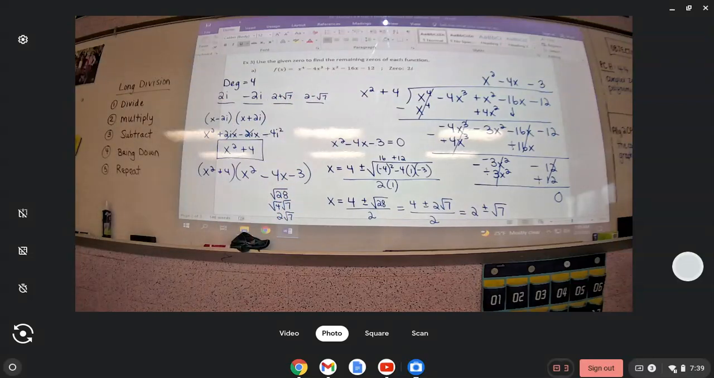And again, the rational zeros theorem would not have helped us. All those P's and Q's only create rational possible zeros, and 2 plus root 7 and 2 minus root 7 aren't rational numbers. They're irrational numbers. So they would have shown up on the graph as probably some ugly decimals, but you would not have been able to use your rational zero theorem to create them.